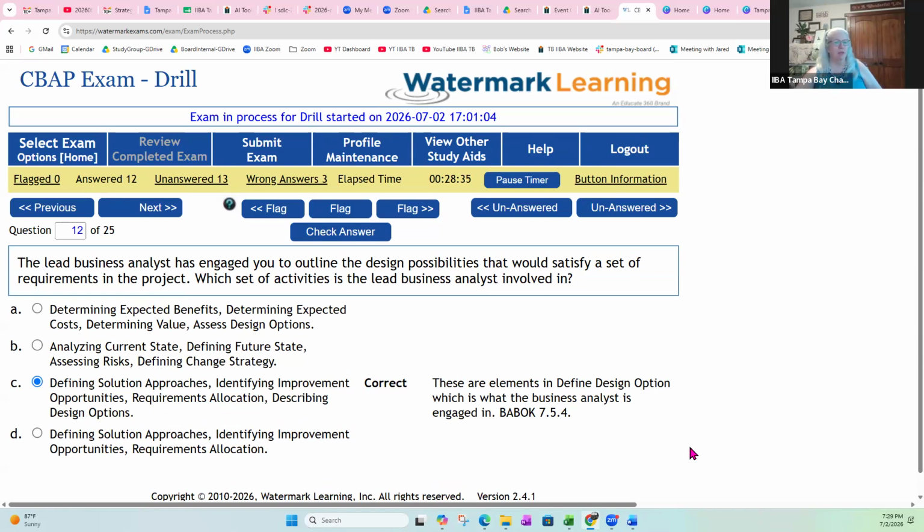Just to remind you, the inputs are what you have to have before you can start the task. The elements are what you do to accomplish the task. The guidelines and tools are things you use.